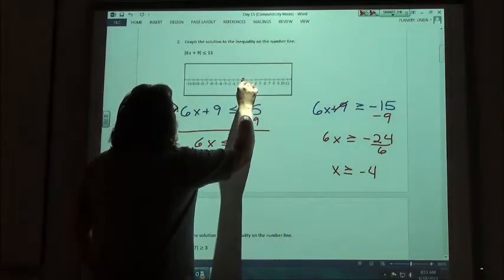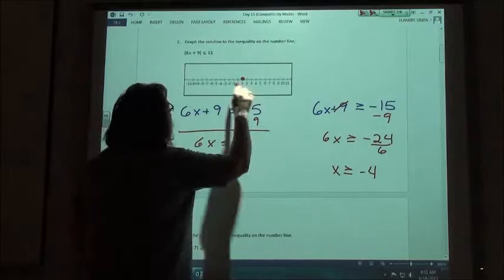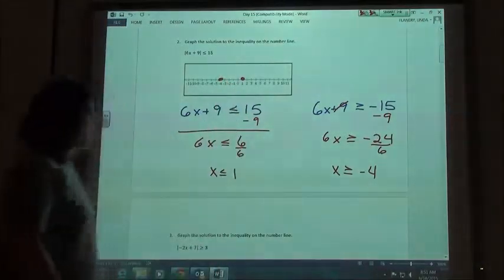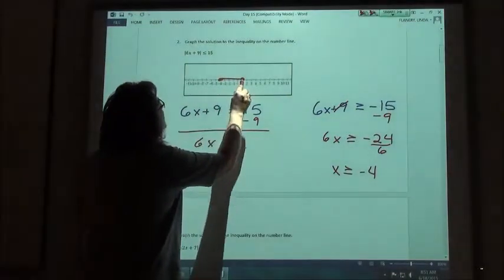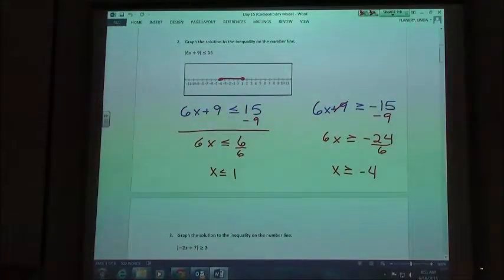So we will have a filled in dot on the 1. We will have a filled in dot on the negative 4. We are less than 1, greater than the negative 4. So we end up shading between the two dots.